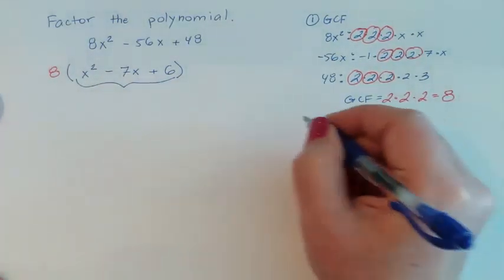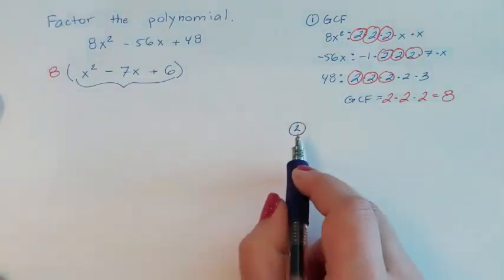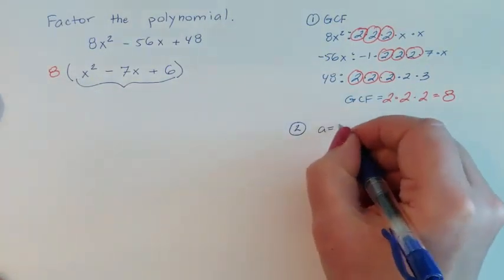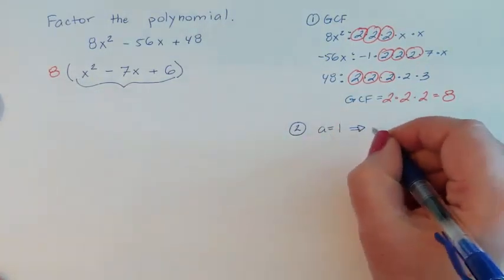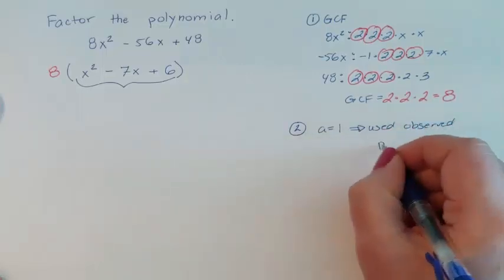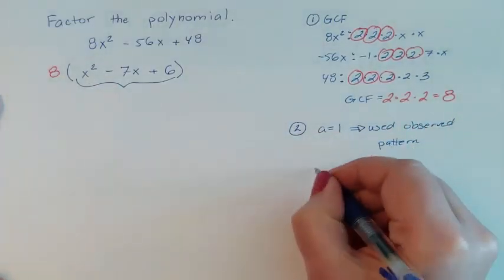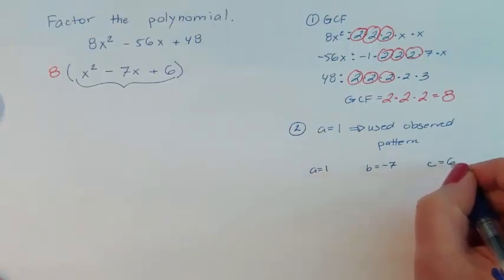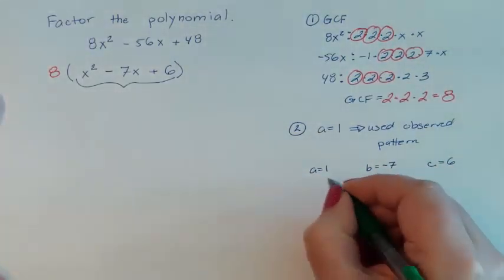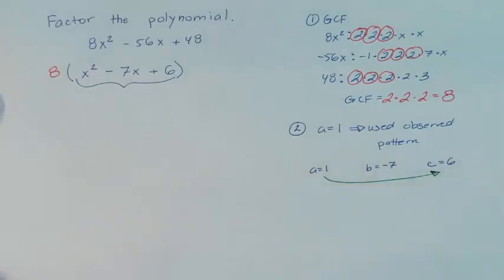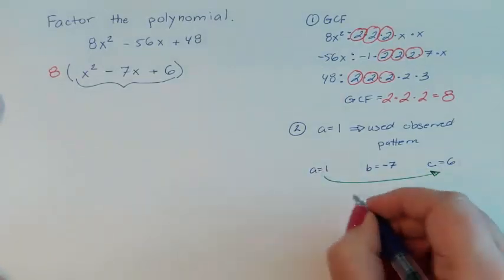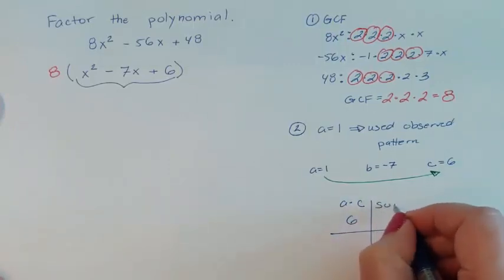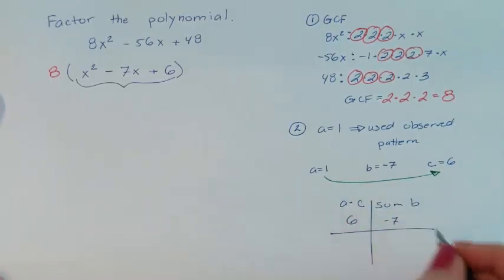Now looking at it, we have to observe what A is, because that tells us either to use the area model or our trick method. A is 1. So since A is 1, that means we can use the pattern that we observed. To use the pattern, we have to identify A, B, and C. So I need to do whatever A times C is. A times C, 1 times 6 is 6. So something has to multiply together to give me 6, and has to add together to give me negative 7.